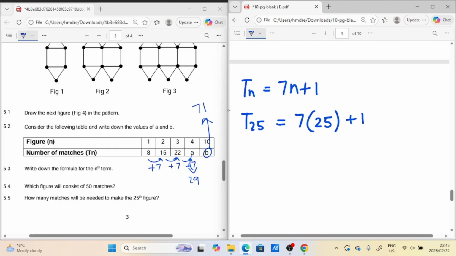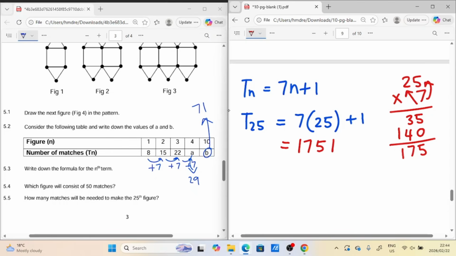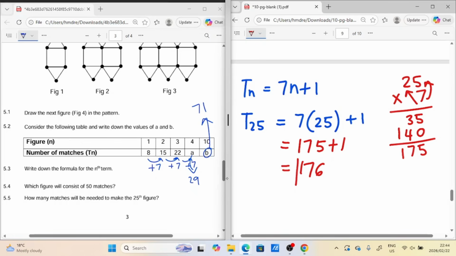Okay, so you can work out this 7 times 25 however you want. I'm just going to do it like this. 7 times 5 is 35. 7 times 2 is 14. That's 5, 7, so 175. 175, add 1, so it's going to be 176. So, how many matches will be needed to make the 25th figure? We need 176 matches.